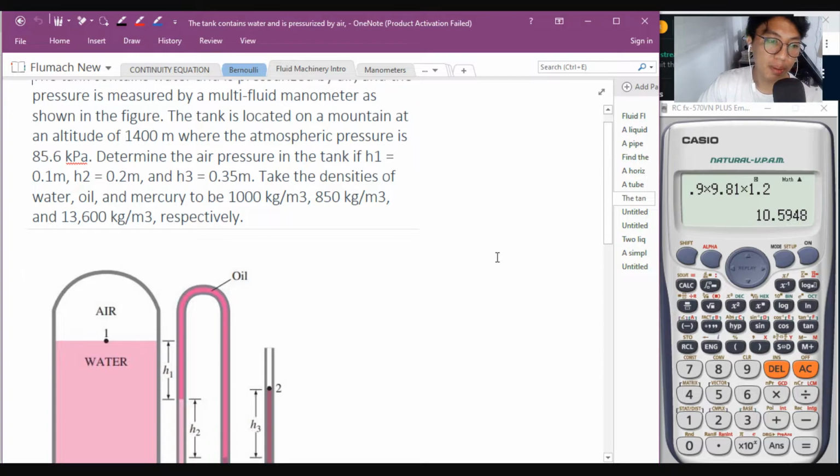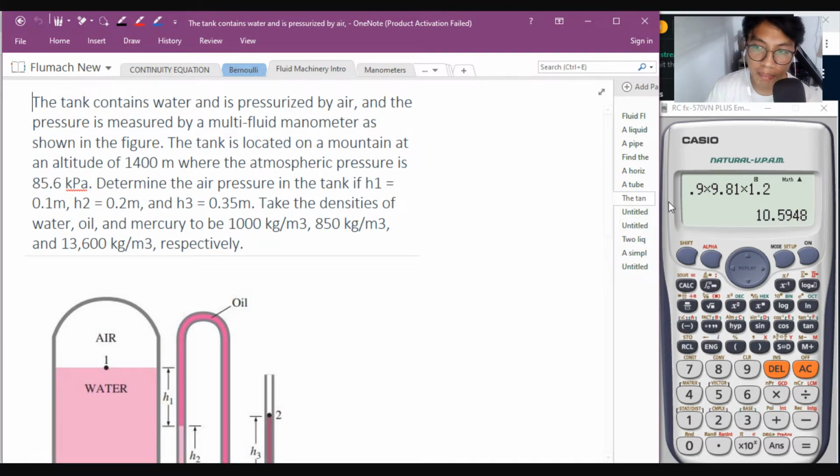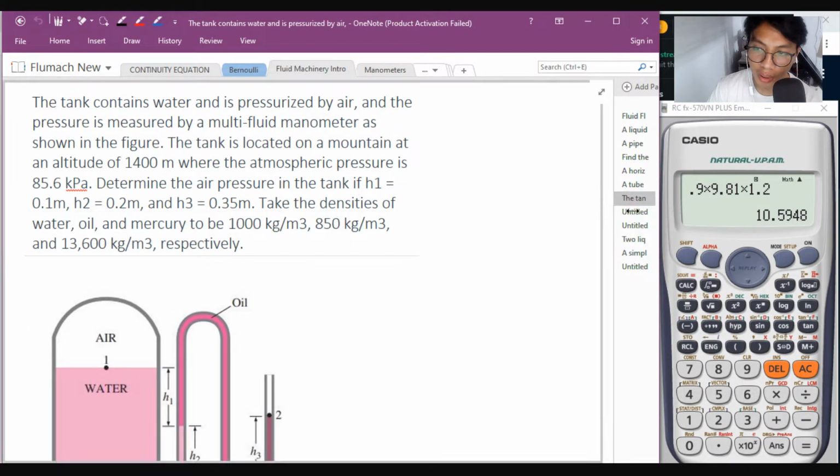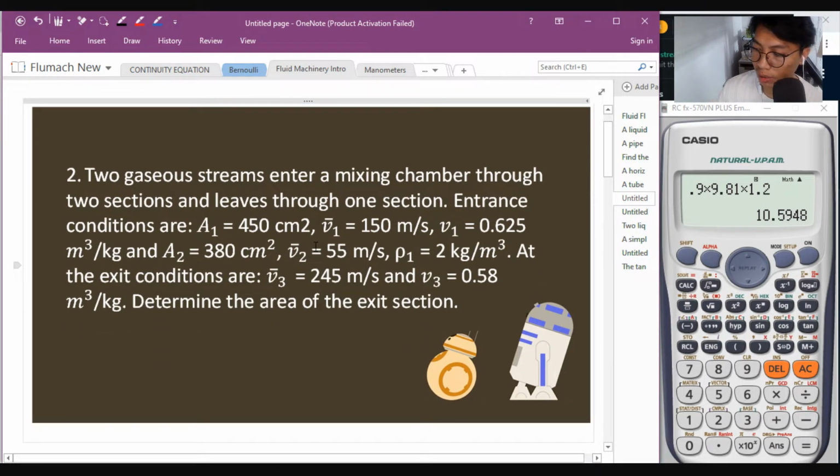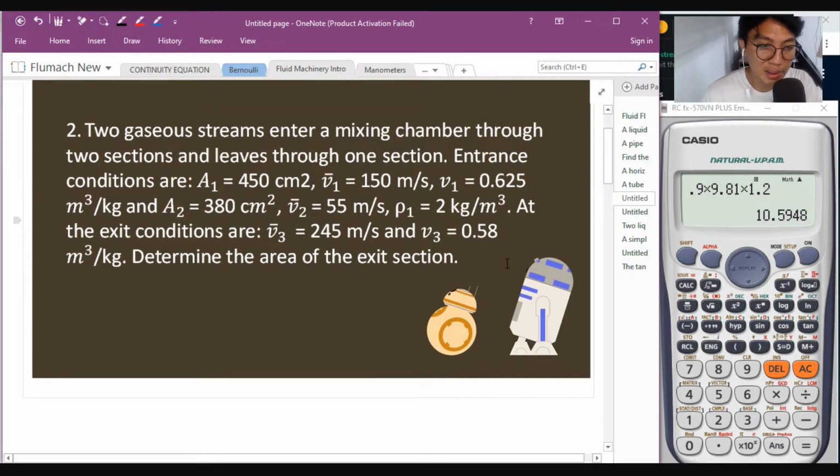Next problem. Napapasarap tayo. This is an example nung tawag dito, piezometer and manometer, open-ended. So, lagay natin dito. I want this one. This is a very good example. Mamaya ko isosolve yung manometer. So, you have here a mixing problem. Okay? So, there are two gaseous streams entering a mixing chamber through two sections and leaves through one section. Entrance conditions are A1 is 450 cm squared. Velocity is 150 meter per second.